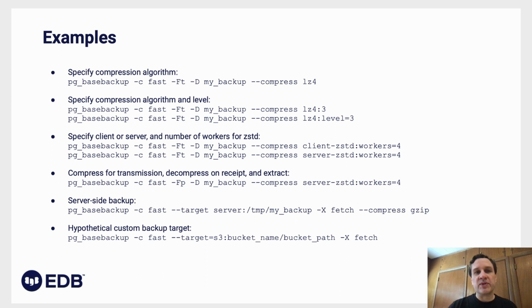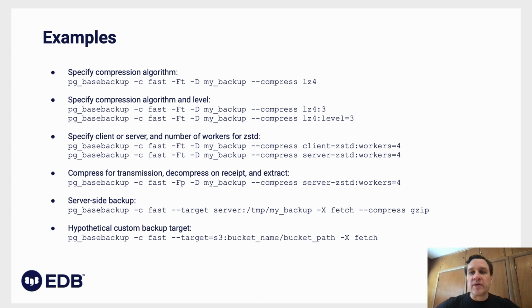Then the next two examples here show how I can specify whether I would like client-side compression or server-side compression, and how I can set the number of parallel compression threads if I'm using zstandard. So in the first example here, I say that I would like zstandard compression to be performed on the client side using 4 threads. And in the second example, I also ask for 4 threads, but now I want the compression to occur on the server side.